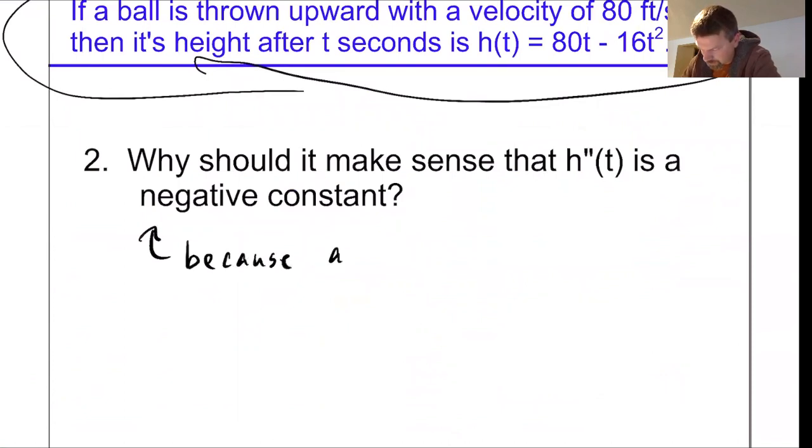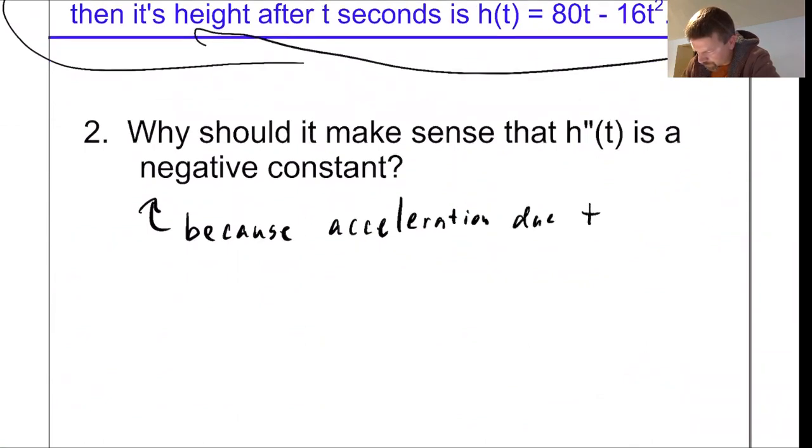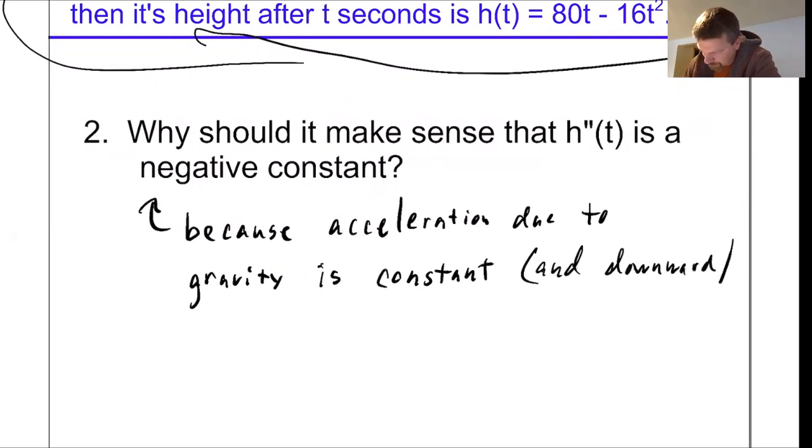Because acceleration due to gravity is constant. I'm going to say negative 32 feet per second squared, downward, so negative.